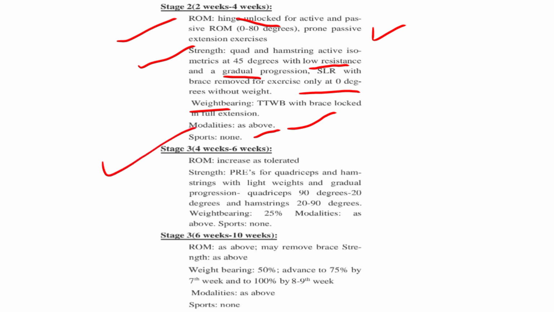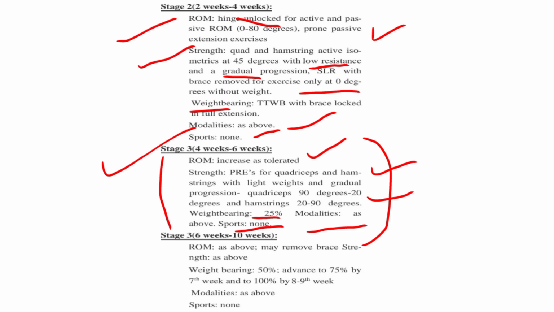In stage 3, range of motion increases as tolerated by the patient. For strength, we go for strengthening exercises for quadriceps and hamstring with light weight and gradual progression. Quadriceps 90 to 20 degrees and hamstring 20 to 90 degrees. In stage 3 the exercise progression slightly increases. Weight bearing 25%, modalities as above, and no sports activity is allowed.